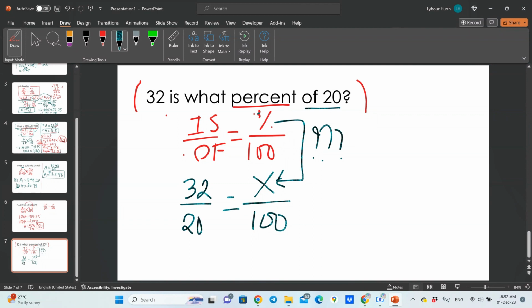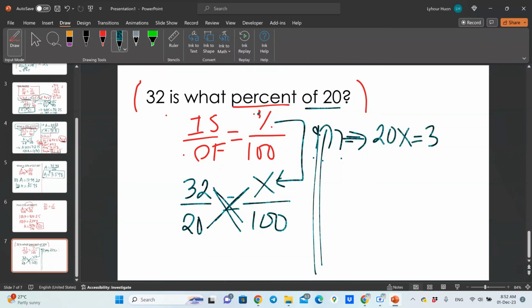Now, can we solve for x? Yes, we solve for x, still doing the cross multiplication. x times 20, which is 20x, equals 32 times 100.